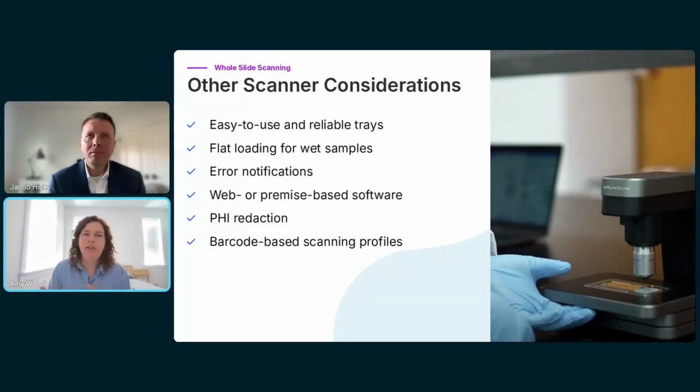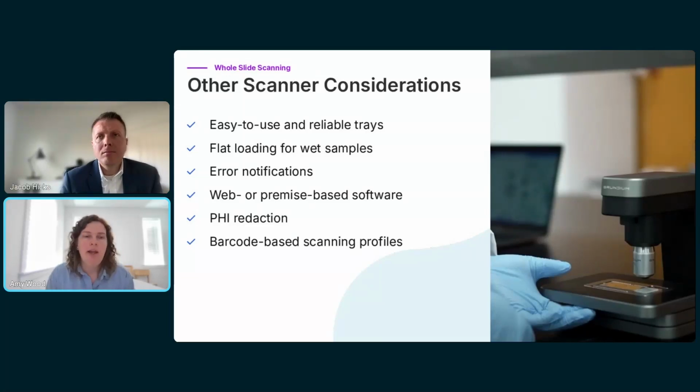Another is web versus premise-based software. So some of the UIs for the scanners are web-based and others are on a computer that's attached to the scanner in the lab. And so understanding which one will work best for your lab is important there. Another is PHI reduction. We want to be very careful with all patient information, and the different scanners have varying degrees of the ability to protect that information. Another that I mentioned is barcode-based scanning profiles. So being able to read in the barcode that's already being used in the lab to indicate the sample type and confirm that we're using the appropriate settings for that sample type.